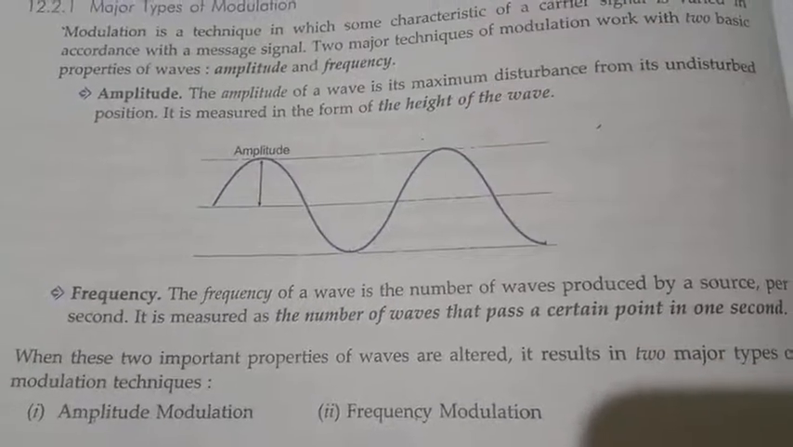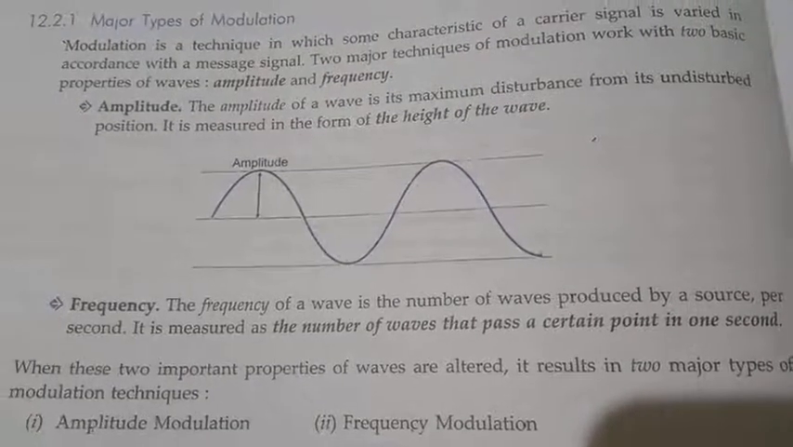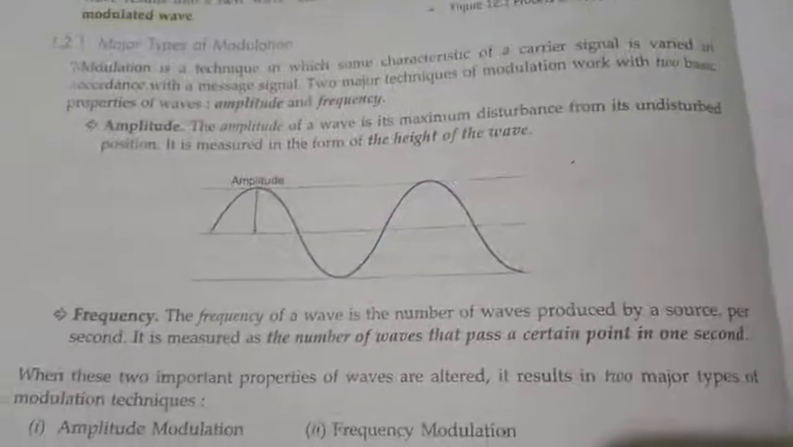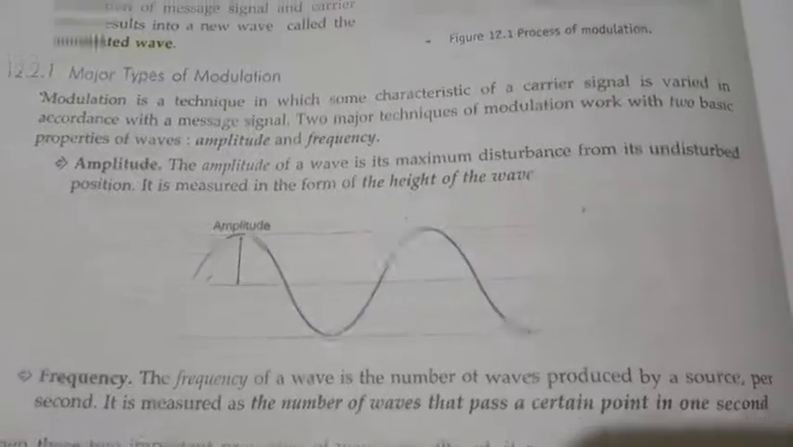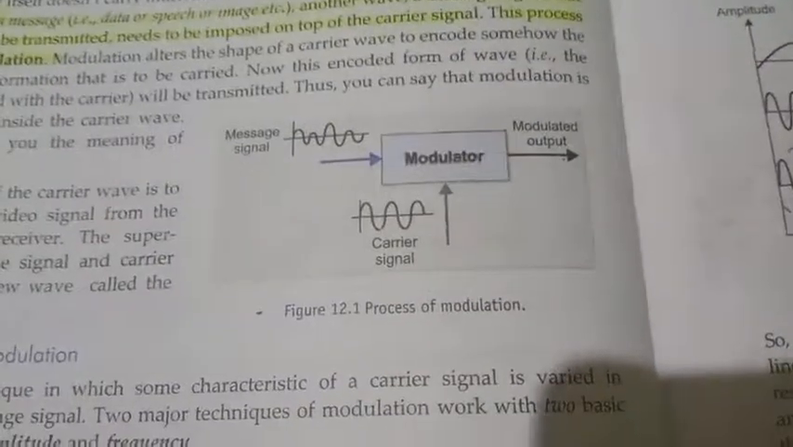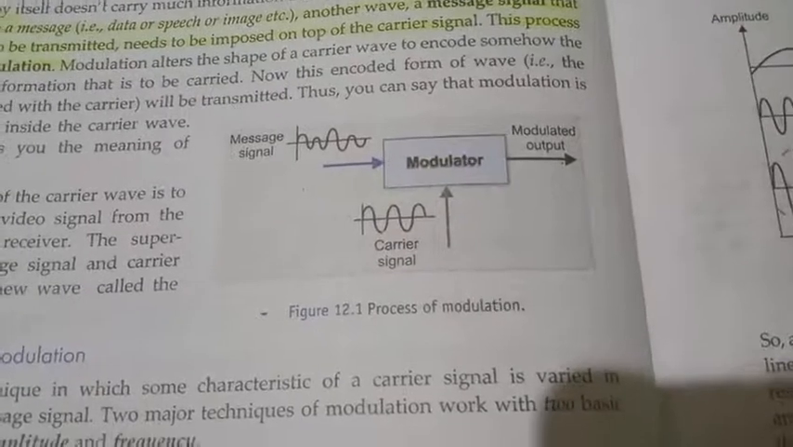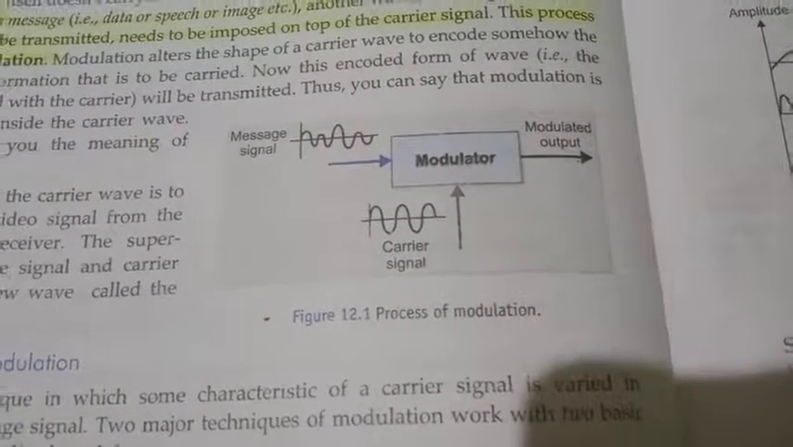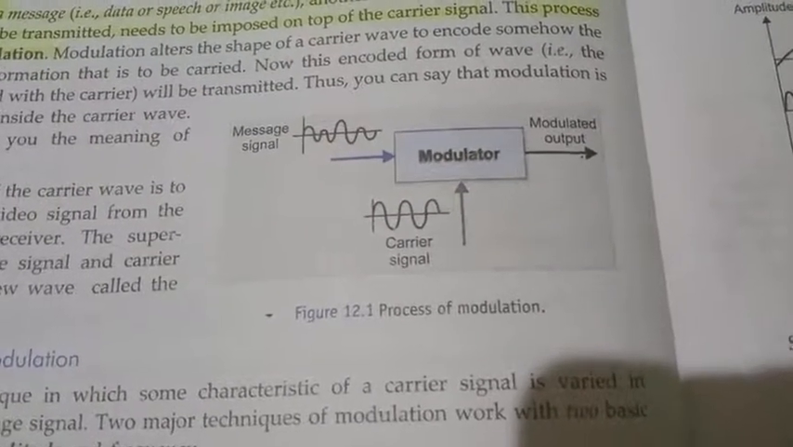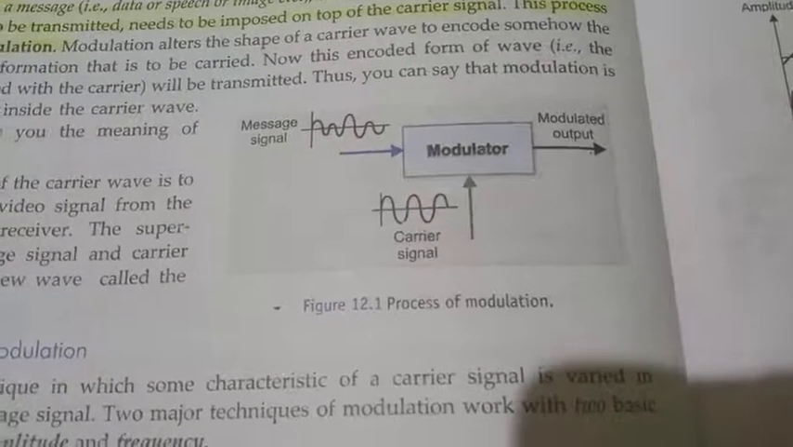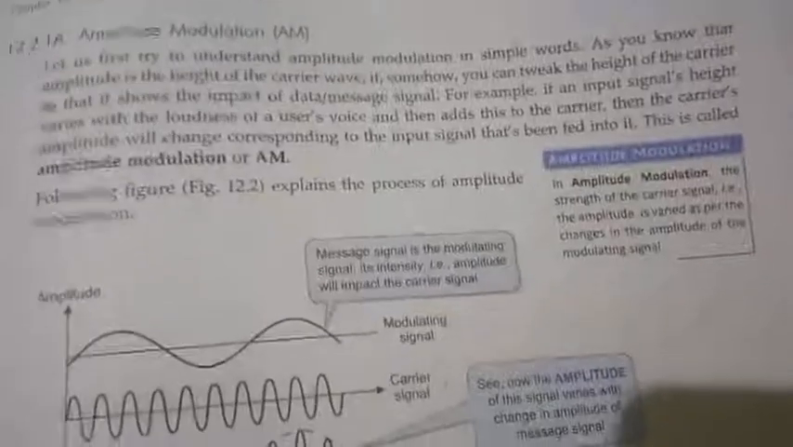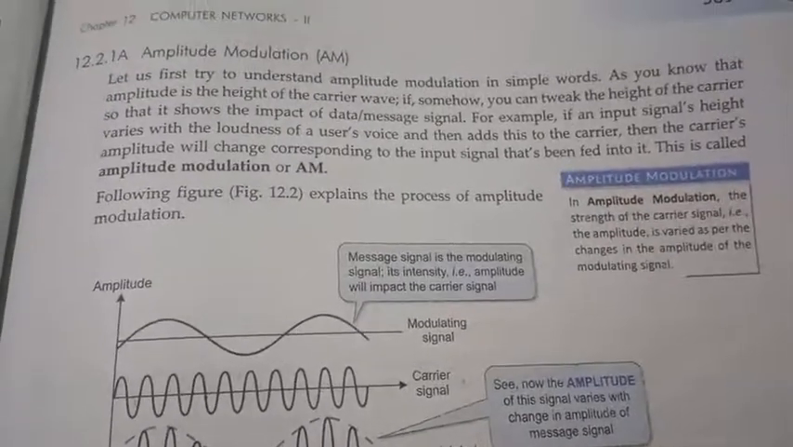Next we are going to study amplitude modulation and frequency modulation. The previous day we studied the modulation process. Modulation process is nothing but our message signal is superimposed on a carrier wave signal in order to get a modulated output. This is called modulation. Then we can use amplitude and frequency modulation. First we will study amplitude modulation.